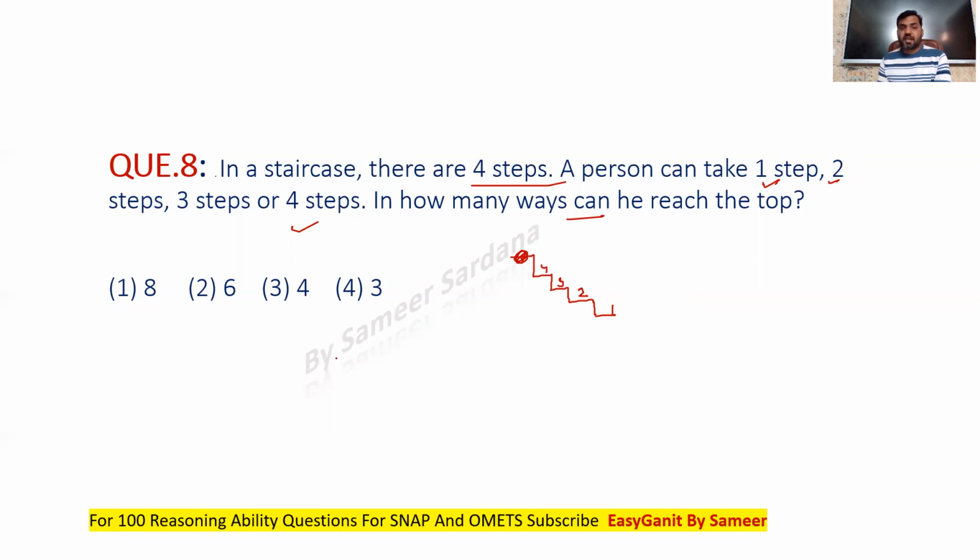See guys, you just have to see the total possible arrangements. Look at case 1. If he's taking only 1 step at a time, 1, 1, 1, 1. He took 1 step here, then 1 step here, 1 step here, 1 step. There's only one possible way if he's taking only 1 step at a time.